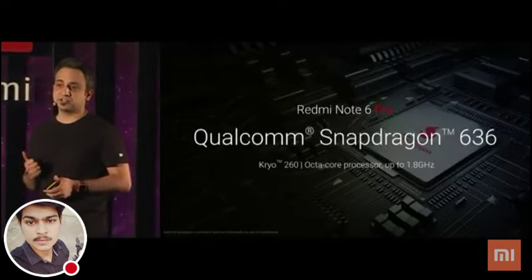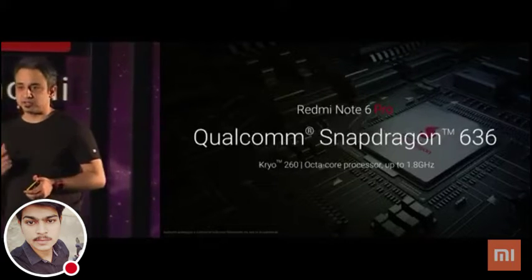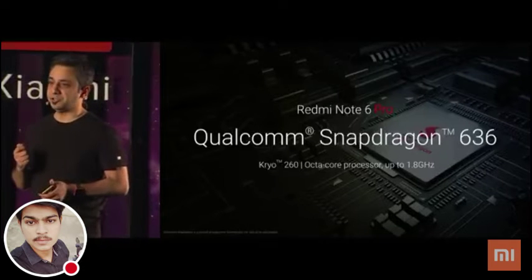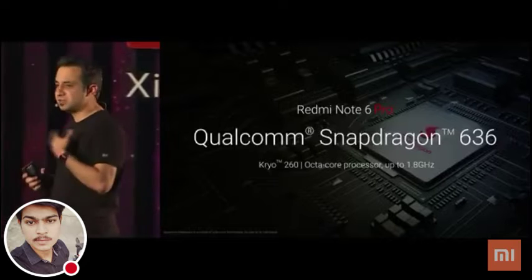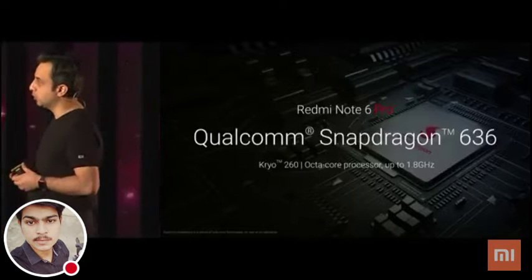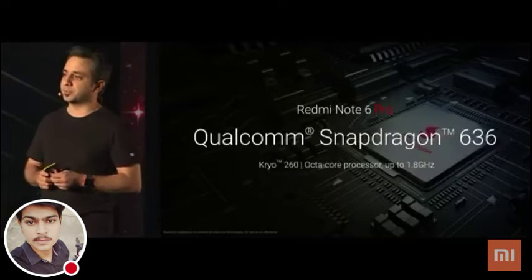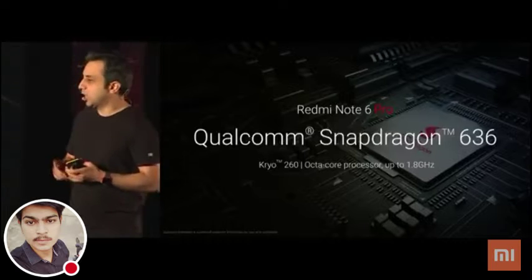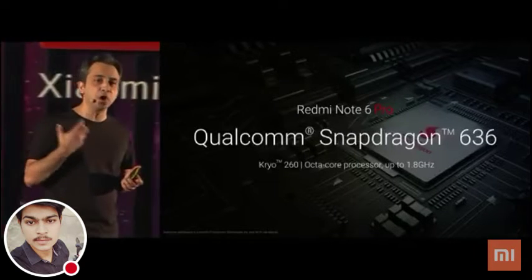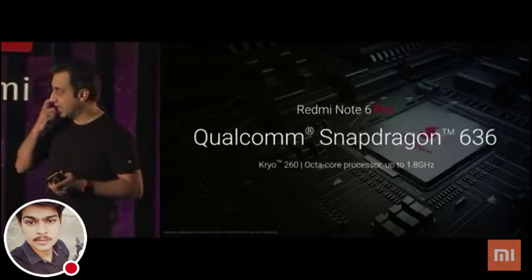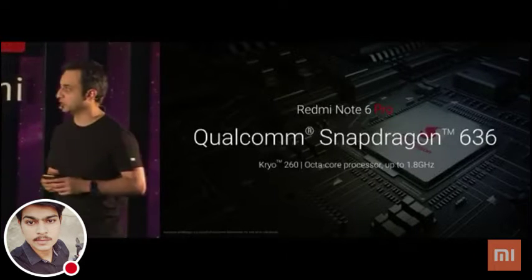A Snapdragon 636 is a proven chipset. We've worked on it. I think it's been about 10 months since we introduced it to the world with a global debut in the Redmi Note 5 Pro. Not only have we understood this processor better, but we've had a chance to work with it, further refine it, and you will see how it improves a few things.